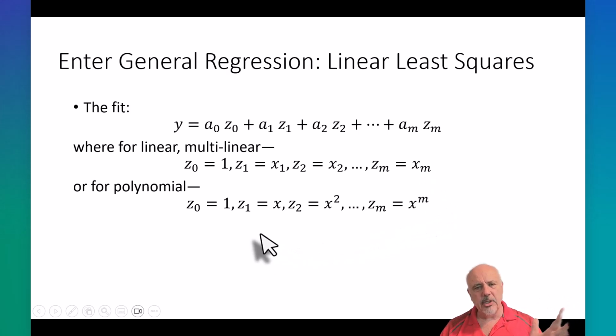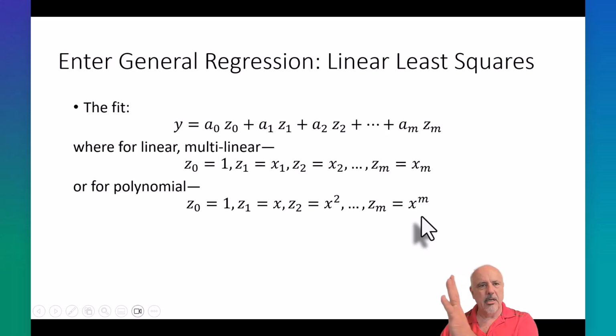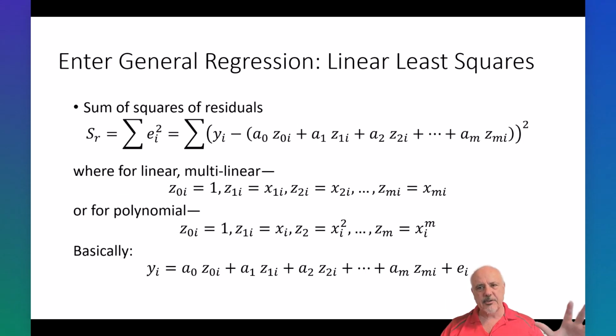If it's a polynomial, instead, trying to fit a polynomial to some data, then again, my z0 is 1. My z1 is going to be my x. My z2 is going to be x squared. And whatever z I end up with, the zm is going to be x to the m power. Okay, and then sum of squares of residuals, just generically, is going to look like this.